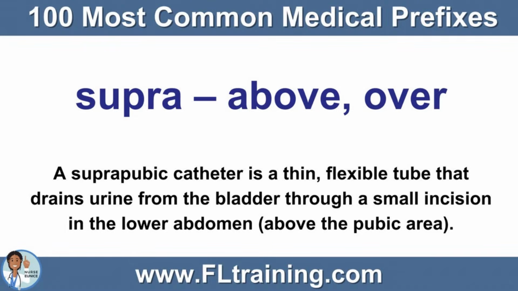Supra also means above or over. For example, a suprapubic catheter is a thin, flexible tube that drains urine from the bladder through a small incision in the lower abdomen above the pubic area. So instead of this person having an indwelling or a Foley catheter, they actually will make a surgical incision above the pubic hair, above the pubic area, and they will access the bladder that way. And that tube that comes out is referred to as a suprapubic catheter.